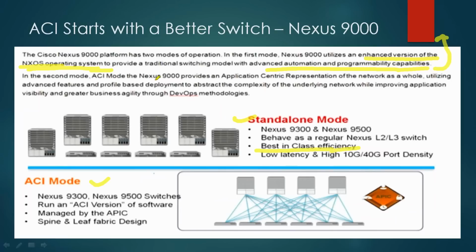The second mode, the ACI mode in Nexus 9K, provides an application-centric representation of the network as a whole. So here we have the application-centric infrastructure. If I run in ACI mode, utilizing advanced features and profile-based deployment, it abstracts the complexity of the underlay network, improving application visibility and providing greater business agility through the DevOps methodology. So you can see how many key features we have inside the Nexus 9K box. Either it's a 9500 or a 9300, because of the enhanced ASIC inside these boxes, they have much more capability to run as an application-centric infrastructure, to do the programming. It has more visibility and much better throughput as well.